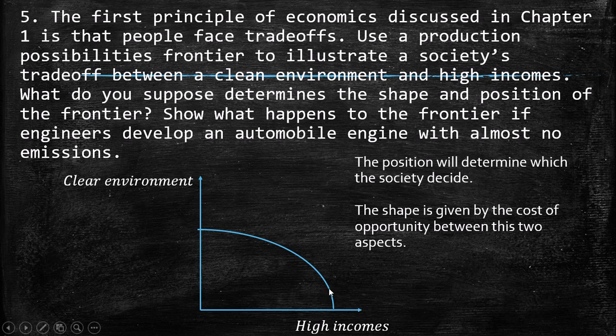A position over here, close to high incomes, means that we are not paying attention to the clean environment. On the other side, a clean environment here means that we are not taking too much into account the high incomes. So what if an automobile engine with almost no emissions is developed? The clean environment is going to increase, so the frontier shifts out like this. At the end, if we were at a point with this quantity of income, we are going to keep this level of income, but at the same time we will increase the level of clean environment. This is because of the invention of this automobile engine.